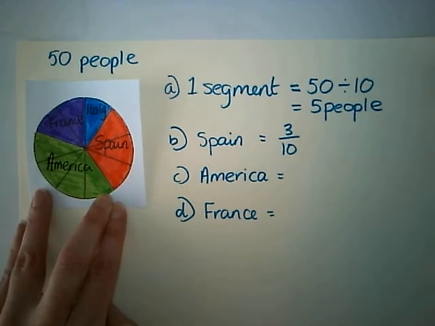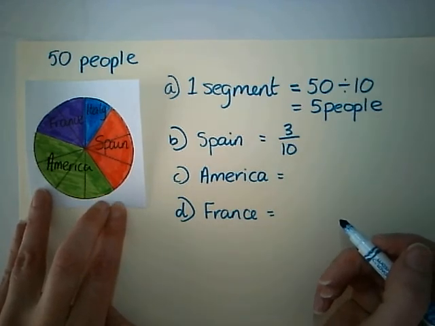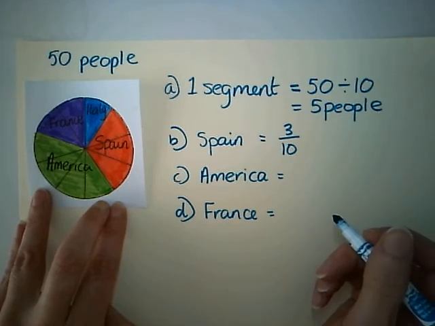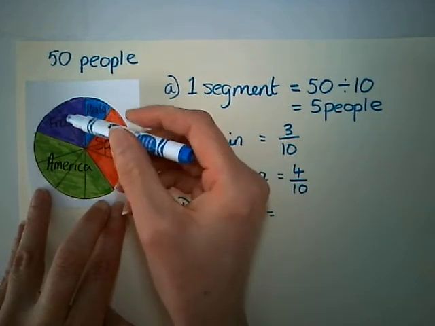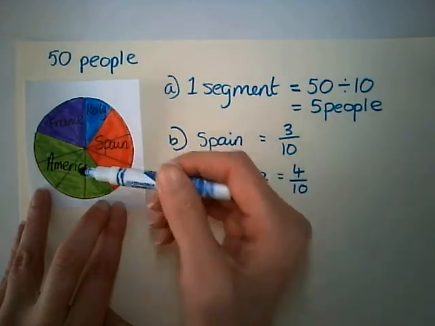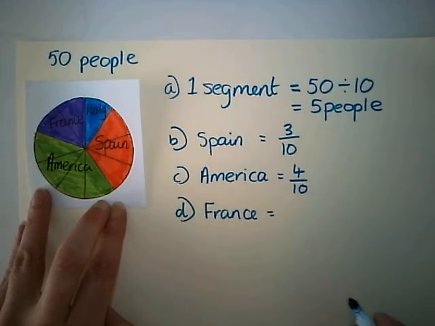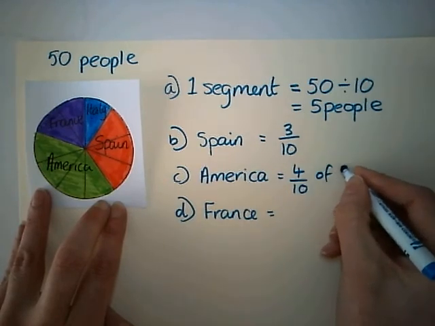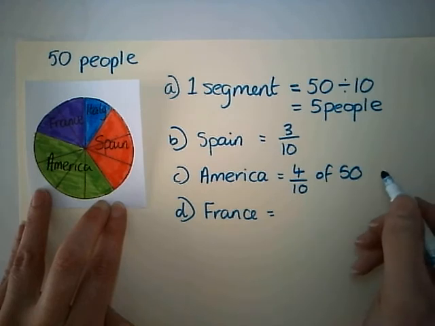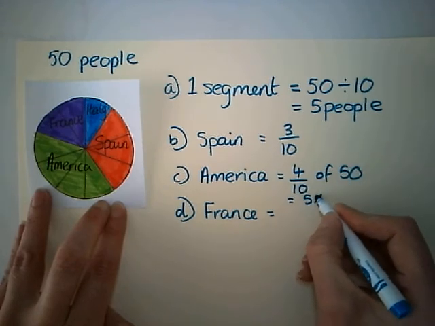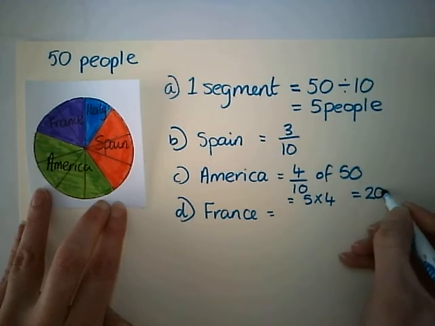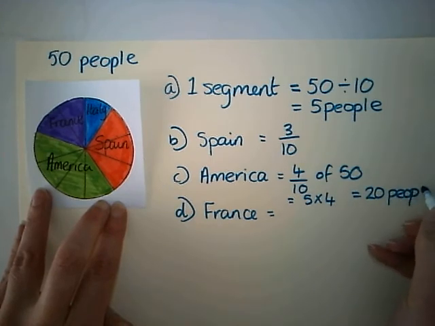America, I asked how many people chose America, not just what fraction. But before we can find the amount of people, we need to know the fraction. So the fraction's 4/10. It's 4/10 because there's 4 segments that are green over here that represent America. So what you do is you do 4/10 of 50. So we divide 50 by 10 to get 5, and then times that by 4 to give us 20 people. So 20 people chose America.